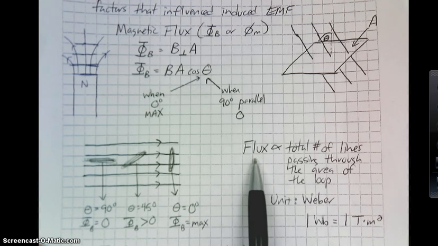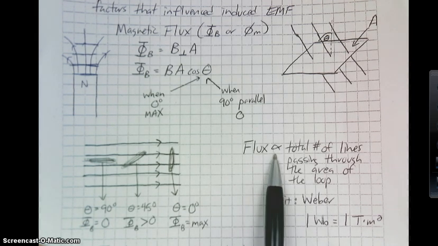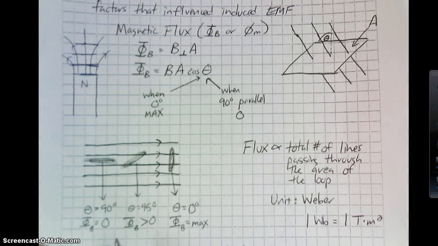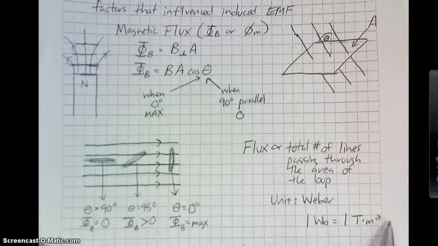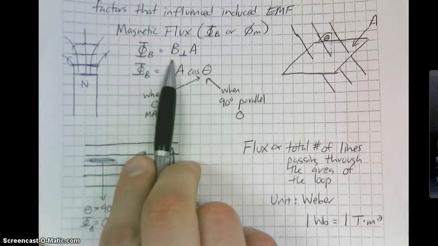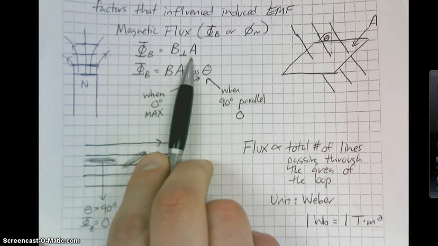So again, you can think of the flux as being proportional to the total number of lines that pass through the area of the loop. There is a unit for magnetic flux, and it is called a Weber. 1 Weber is a Tesla meter squared. And that should make sense from the equation. This is in Teslas, this is in meters squared.